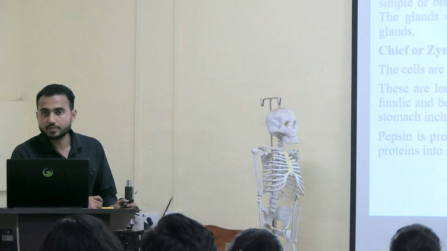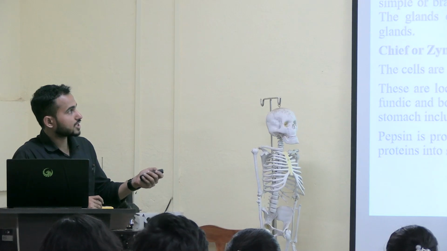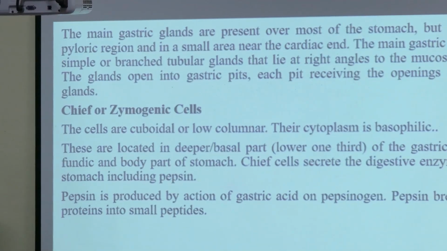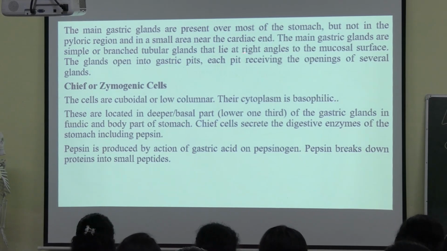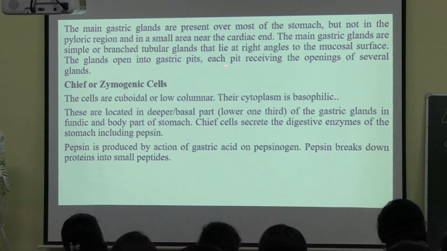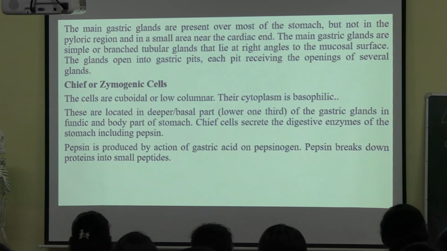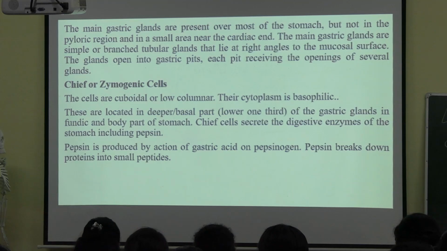Now the majority of the glands are the gastric glands. Most of the stomach has gastric glands present. Now the main gastric glands are simple or branched tubular glands. In classification, simple or branched tubular glands, and they lie at right angles to the mucosal surface. The glands open into the gastric pits, each pit receiving the openings of several glands. So below the pit the glands are there, and that particular pit can receive secretion from multiple glands. The area between the gland and the pit is called the isthmus.